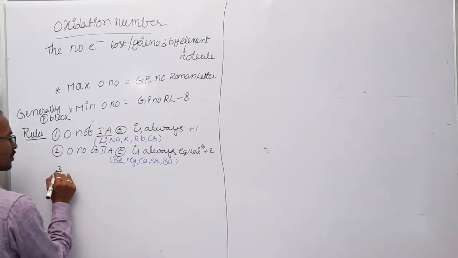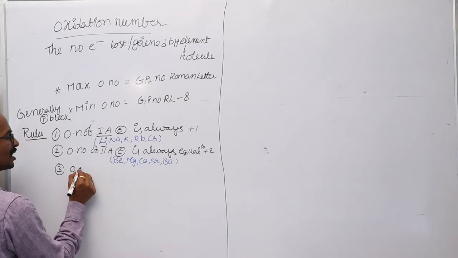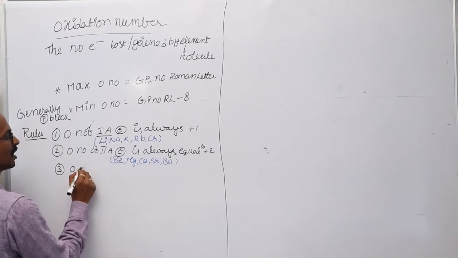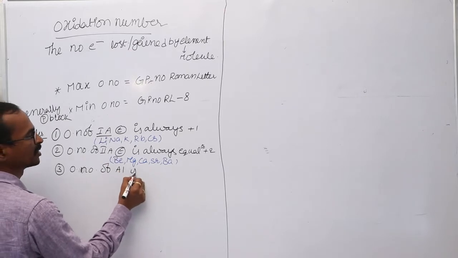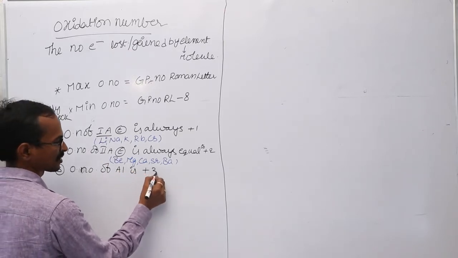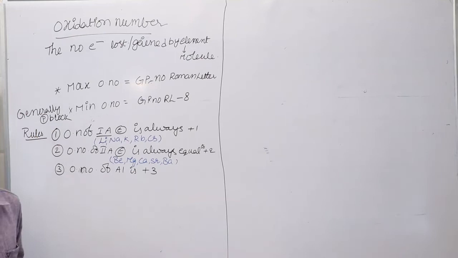Next, you have to remember the oxidation number of aluminum. The oxidation number of aluminum is +3.